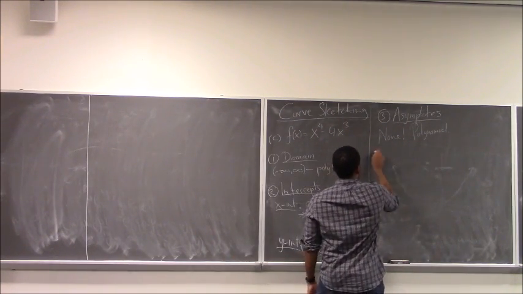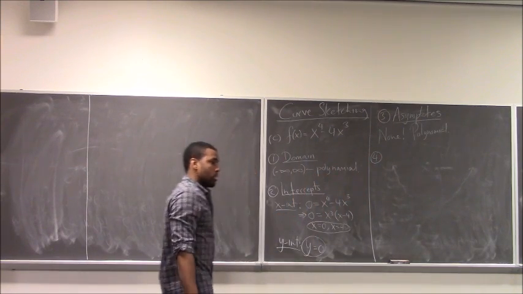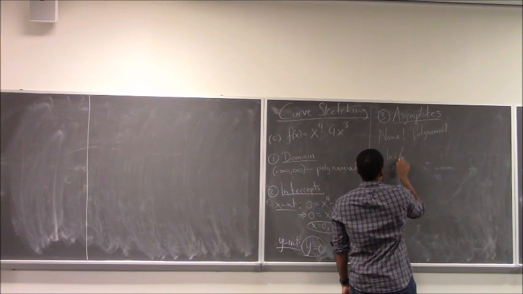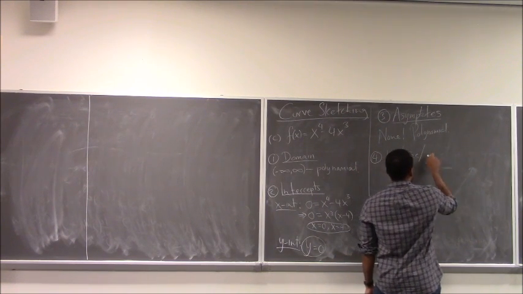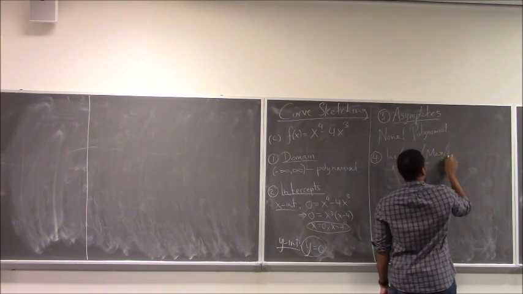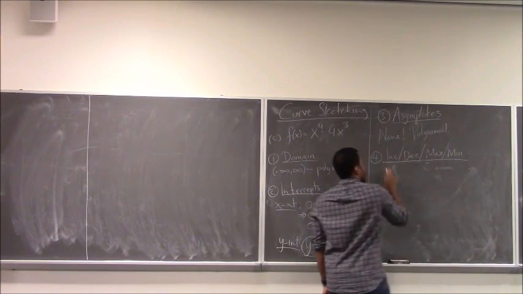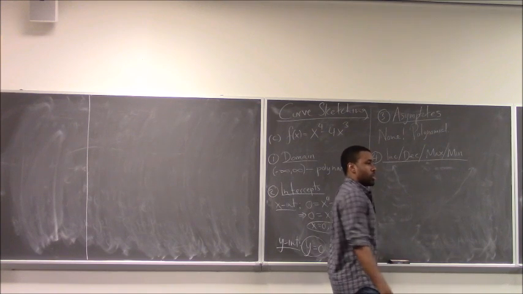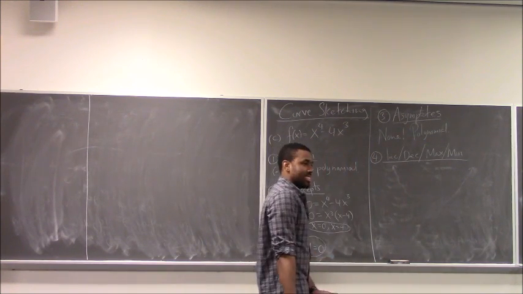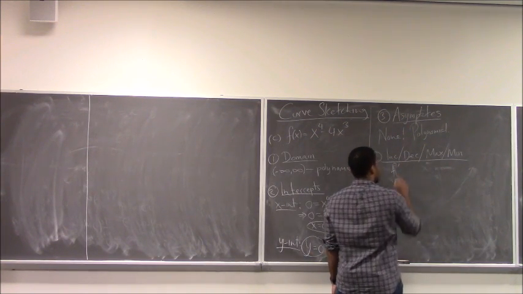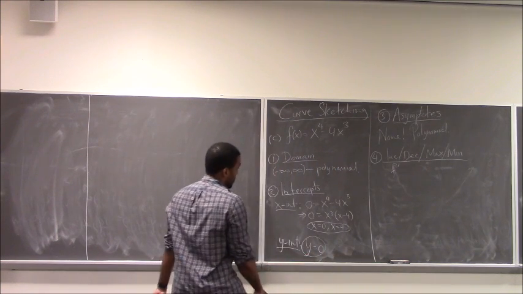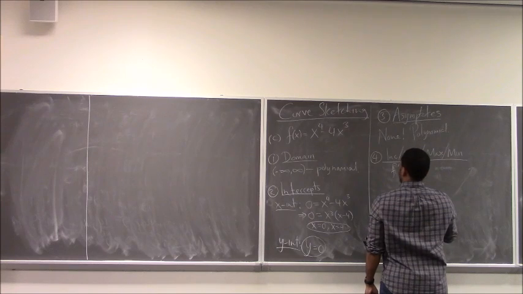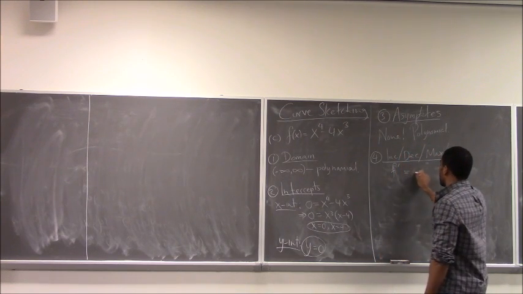So move on to step 4. Now things start getting interesting. Step 4 is where we find intervals of increase, decrease, and any possible maximums and minimums. And what do we use to find that? Right, but what do we need to find the critical points? The first derivative. So we're going to find the derivative of this, which is 4x cubed minus 12x squared.